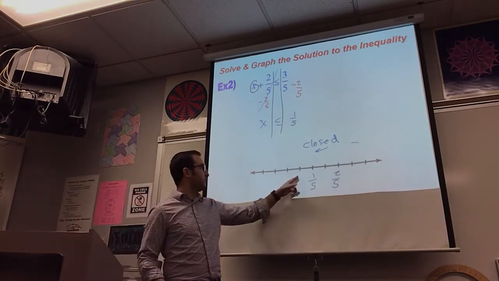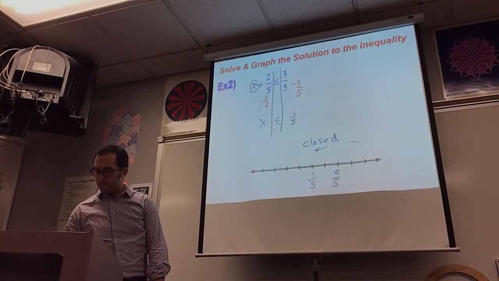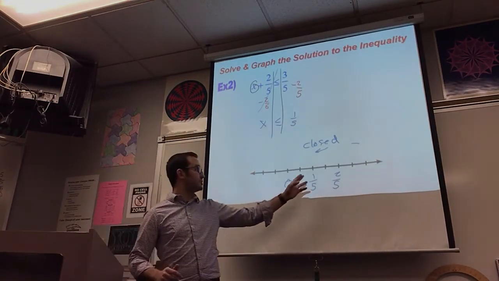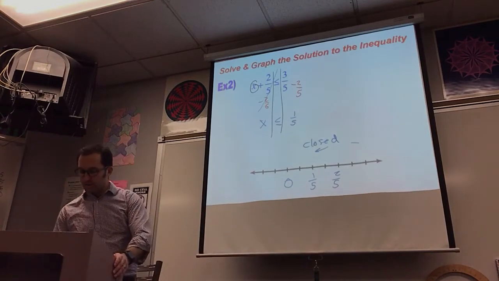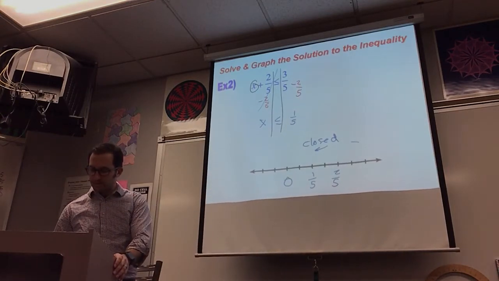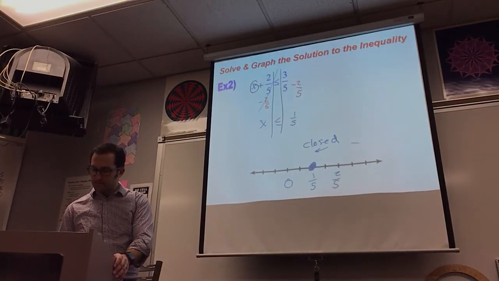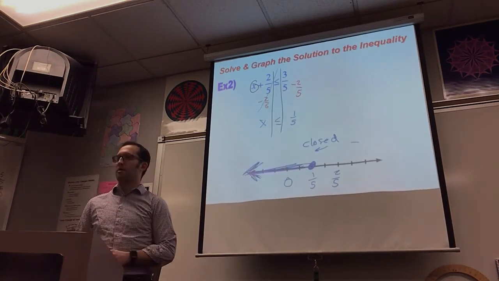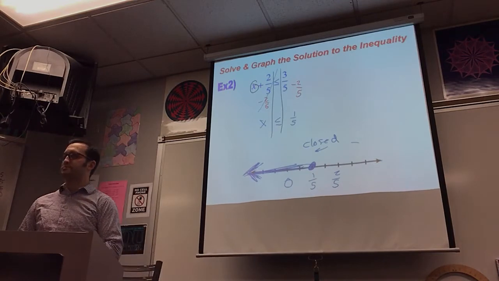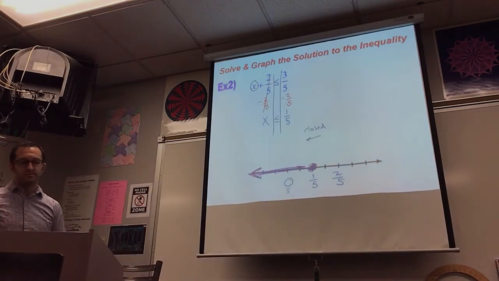Now what's less than 1/5? 0. So you need to have at least one that's greater than and one that's less than it. And it's a closed dot, right? So it's closed, pointing to the left. Julio? Yeah. All right. Let's do it with decimals.